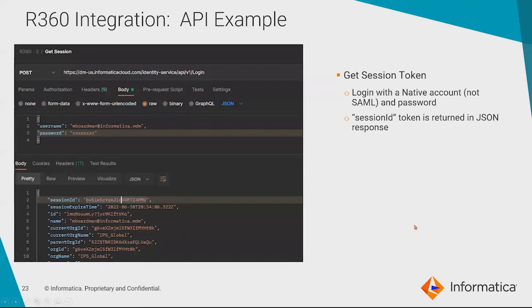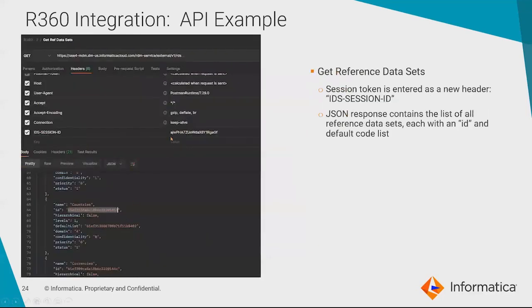Here we can see an example of getting a session token. I'm just logging in with my username and password, and the result JSON that we get back has a session ID with this alphanumeric token that we can use. All we do is plug that in as the session ID as a header object, and it can be used in other calls. For example, this one here is getting a list of the reference data sets that we have in this org.